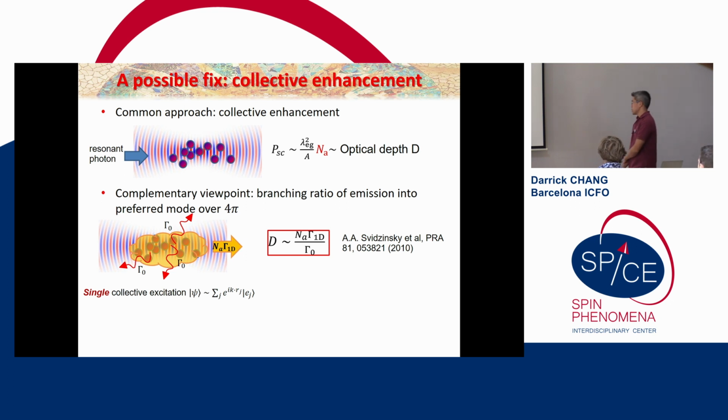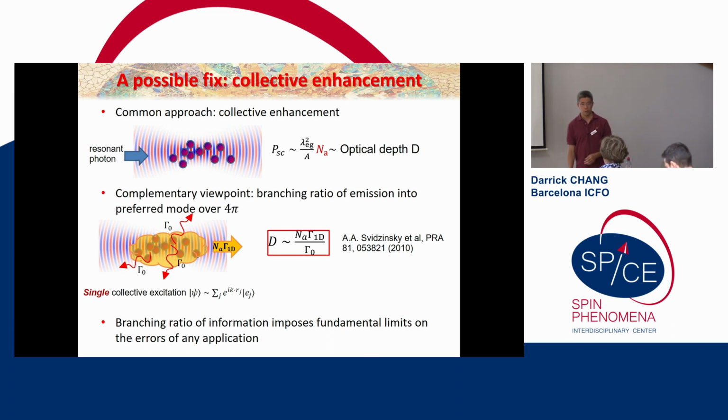And so once you realize the optical depth is this branching ratio of information, you have an excitation or some quantum information stored in your atoms, and D sets the probability that you get it out versus you lose it, then it makes sense that D is really a fundamental parameter, which should set fundamental limits on how well you can carry out any application.